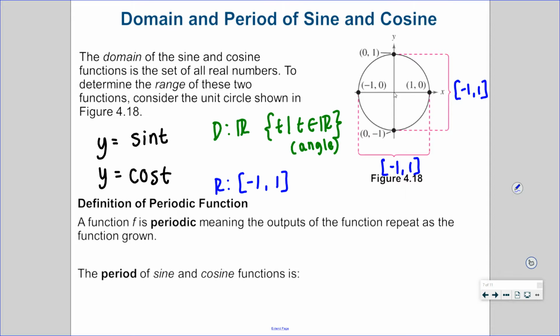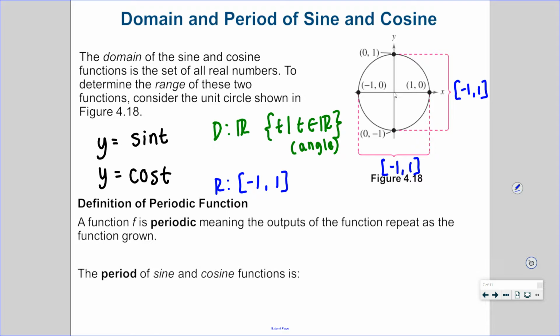Okay, so this helps us show that these functions are cyclic, or periodic, which is the word your textbook uses. It means it repeats cycle after cycle.